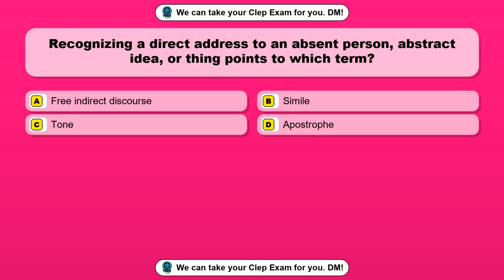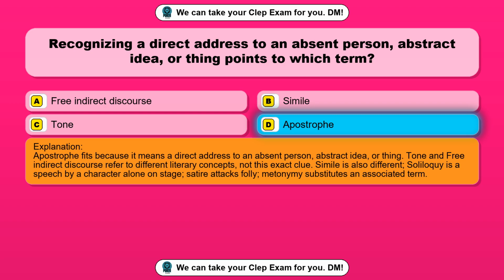Question 3. Recognizing a direct address to an absent person, abstract idea, or thing points to which term? Option A. Free indirect discourse. Option B. Simile. Option C. Tone. Option D. Apostrophe. The correct answer is option D.